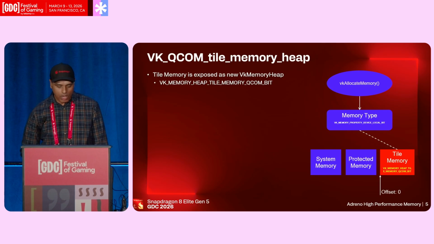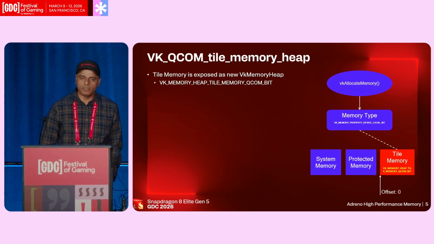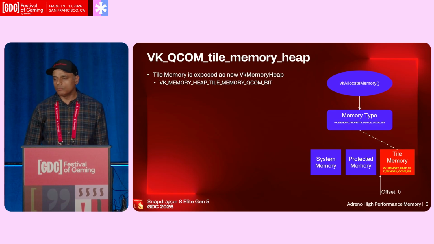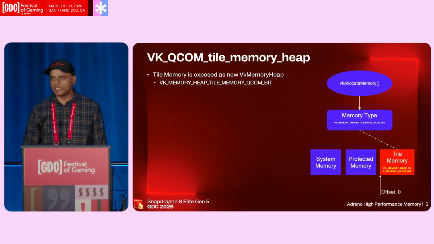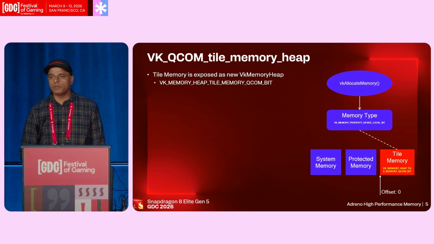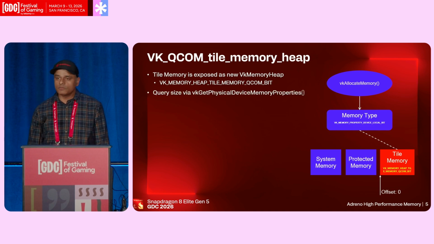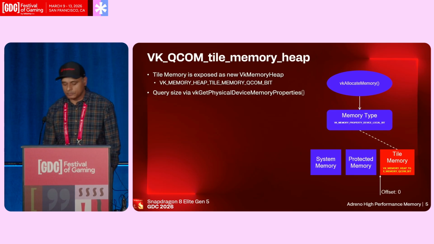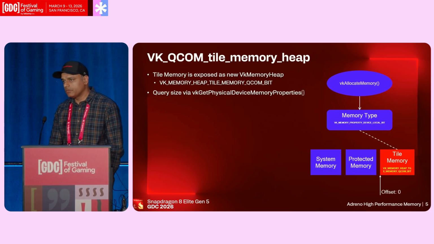Okay, so how does Vulkan expose the high performance memory? We expose it as a new Vulkan heap, which is the third heap, apart from the system heap and the protected memory. So from now on, for the rest of the presentation, high performance memory is also referred to as a tile memory heap. Applications can query the size of the heap available. On different SoCs, there are different sizes available.